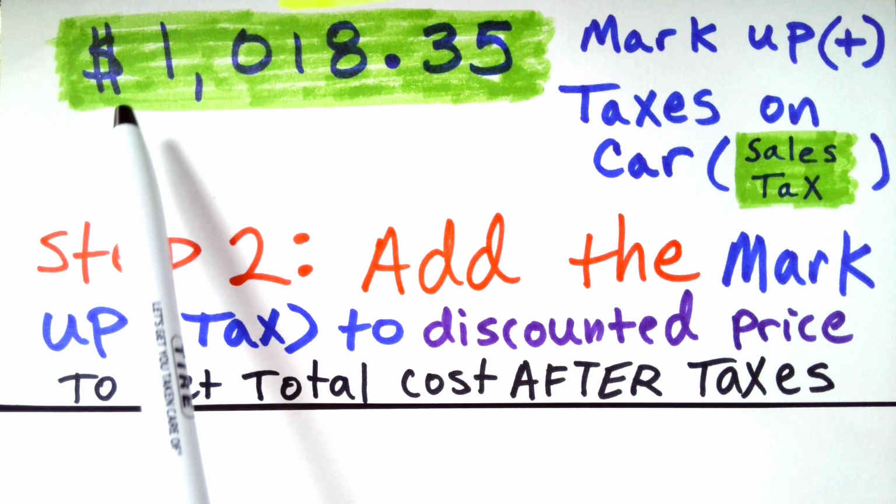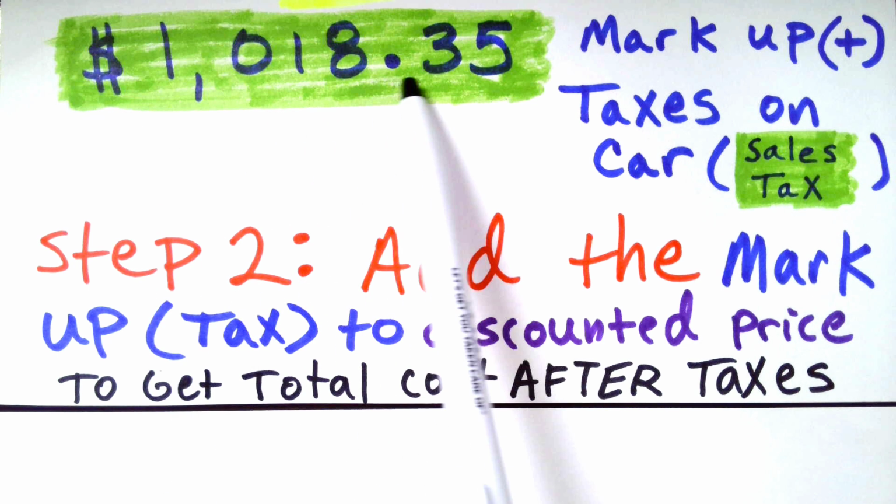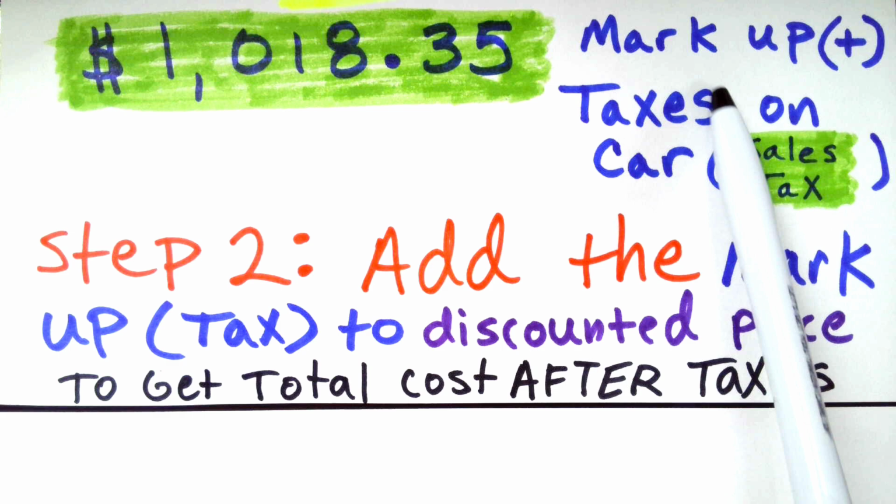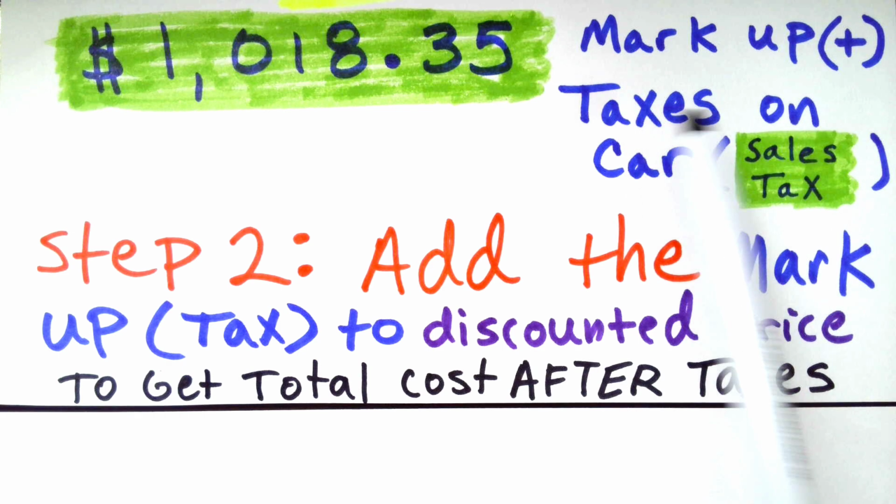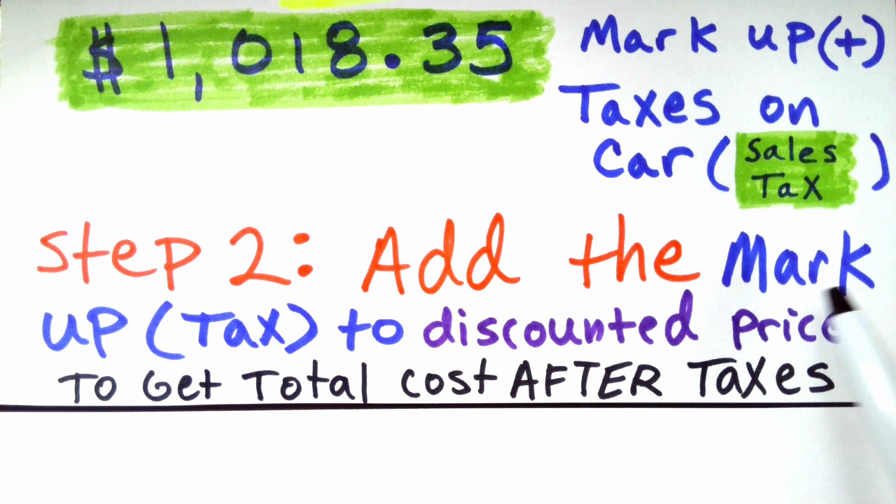So we found that $1,018.35 was the markup. That's the tax, right? And if it's a markup, what do you do? Well, in this step 2, we're going to add the markup, which is the tax, to the discounted price that we used to find the tax, to get the total cost after taxes are added to that discounted price. Let's go ahead and take a look, see what that looks like.